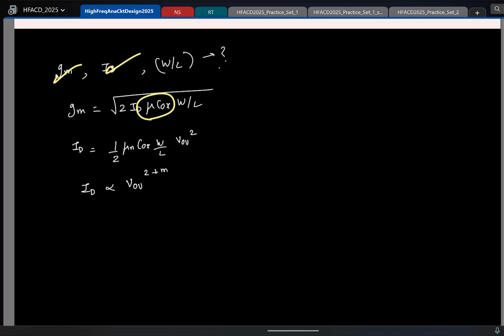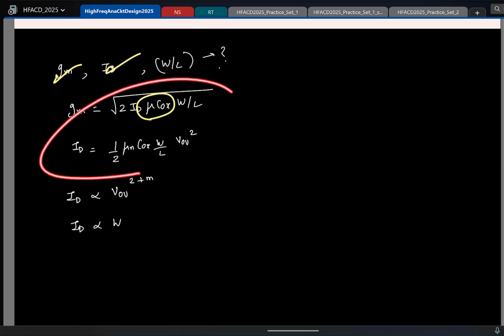But the fact still stands that if I increase the overdrive voltage, current increases, GM increases. And similarly, we just saw that ID is proportional to W. This is exact, there is no confusion. So this kind of basic design insight you still get. That is why you still learn this equation. Okay, so now that we established we can't use this equation exactly for designing in practice.